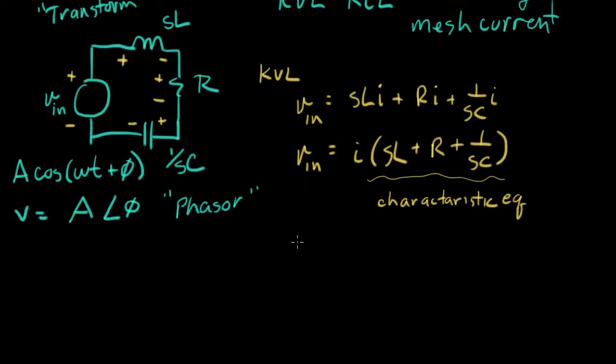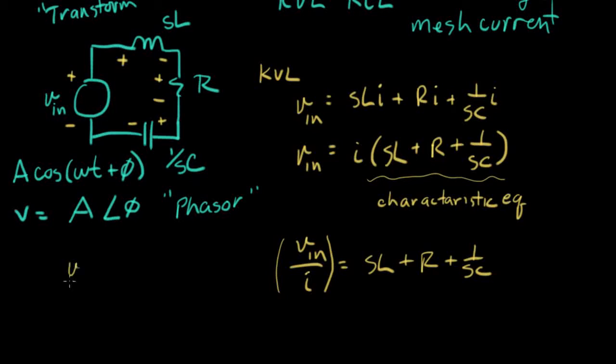I can write an equation like this. I can say Vn divided by I, I'm just going to take I over to this side of the equation, equals SL plus R plus 1 over SC. This is an interesting idea. Here is a ratio right here. This is a ratio of voltage to current. Now, if this was just a plain resistor, V over I for a plain old resistor is R. That's an expression of Ohm's law.